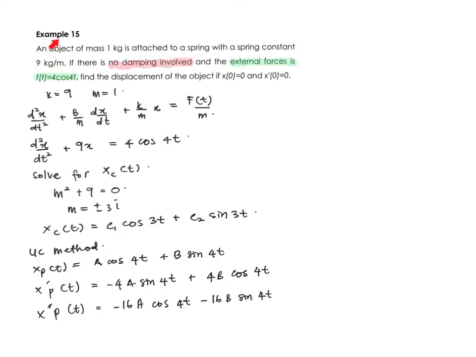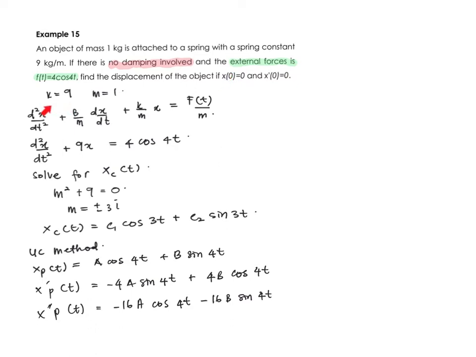Okay, example 15. An object of mass 1 kg is attached to a spring with a spring constant of 9 kg per meter. If there is no damping involved and the external force is 4 cos 4t, find the displacement of the object if x(0) = 0 and x'(0) = 0. No velocity, and it is released at the equilibrium position, right?